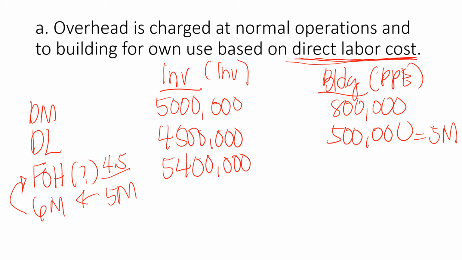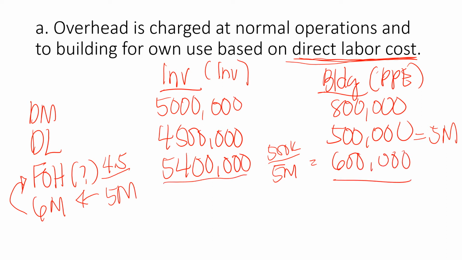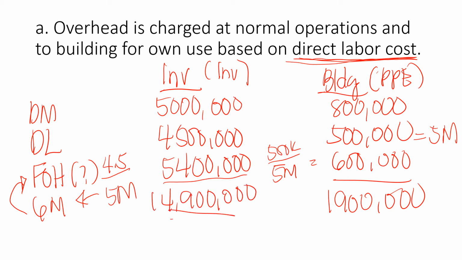5,400,000. Ngayon, for building, 500,000 lang yung direct labor cost niya. So, 500,000, i-divide ko ng 5 million, i-multiply ko rin ng 6 million. So, ang lalabas dito is 600,000. So, pag inadd natin to, yung building natin magiging 1,900,000. Yung inventory naman is 14,900,000. So, ito yung sagot natin.